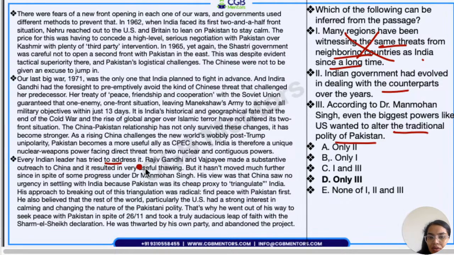Now, every Indian leader has tried to address it. Rajiv Gandhi, Vajpayee, okay, but it hasn't moved much further since, in spite of some progress under Dr. Manmohan Singh. His view was, उनका व्यू क्या था? China saw no urgency in settling with India because Pakistan was its cheap proxy to triangulate India. Okay, so even the biggest powers like the US, तो US का नाम भी आना चाहिए. आगे बढ़ते हैं. He also believed rest of the world, particularly the US, had a strong interest in calming and changing the nature of Pakistani polity. So we can say wanted to alter, wanted to change the traditional polity of Pakistan. That's how I know third is for sure there.